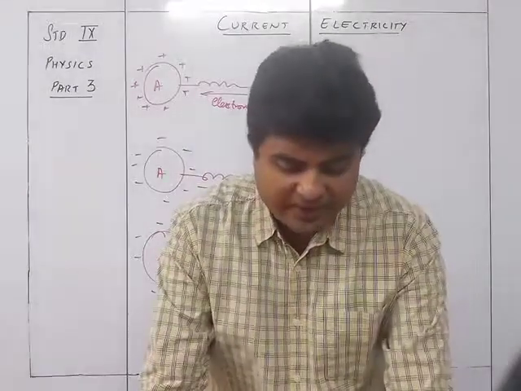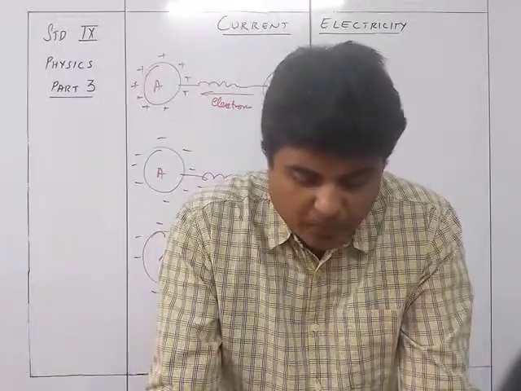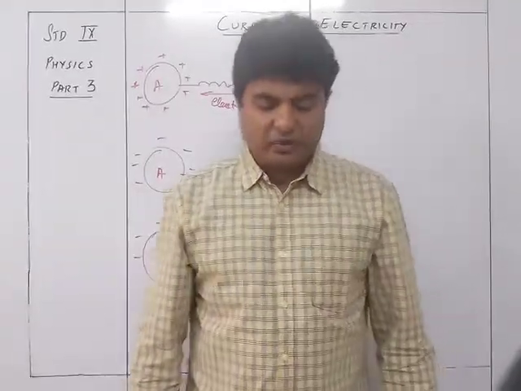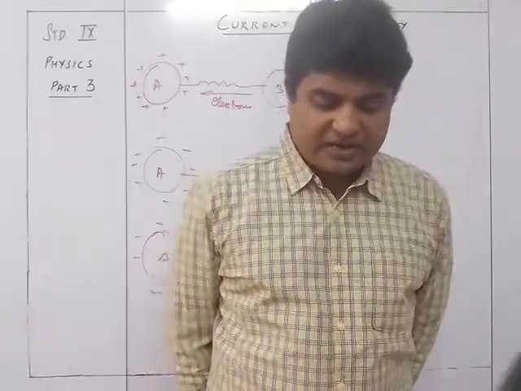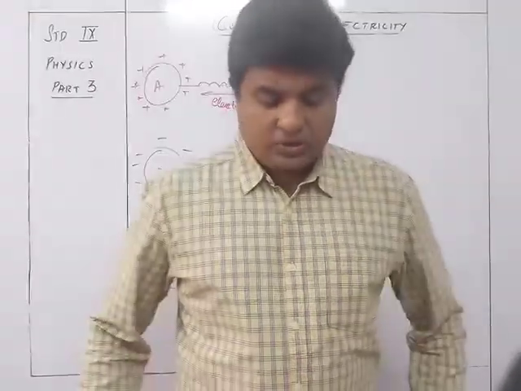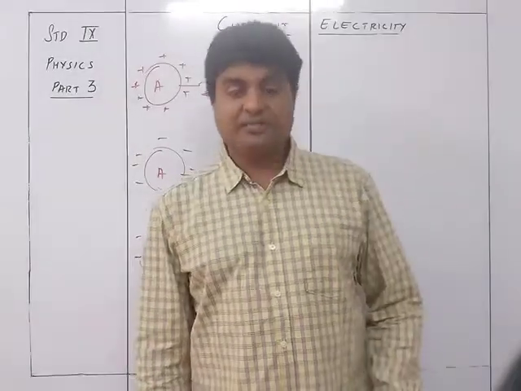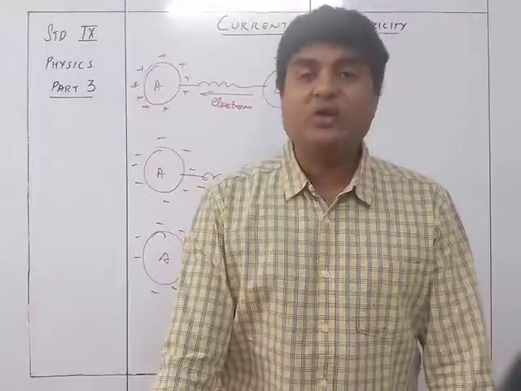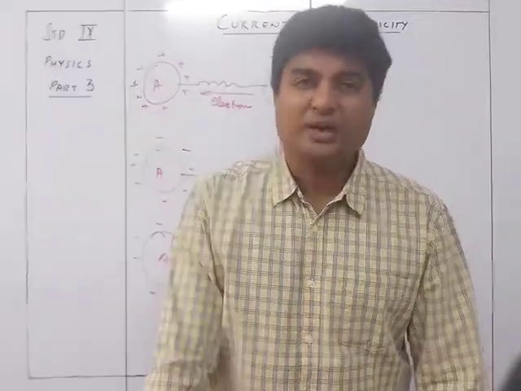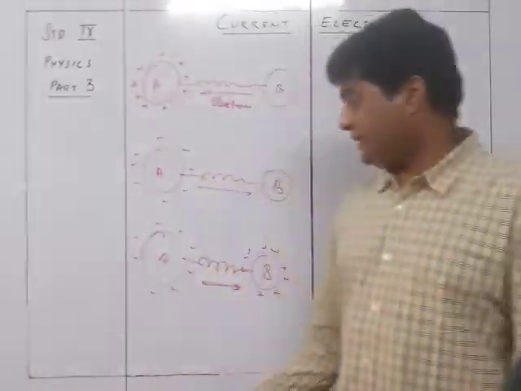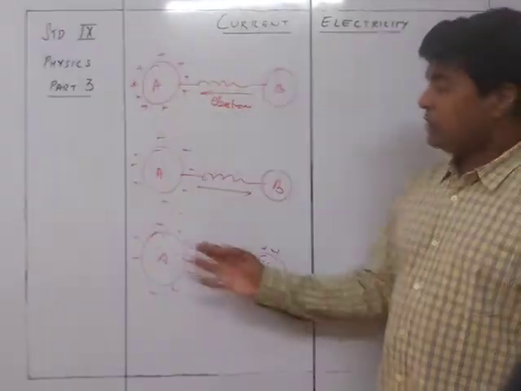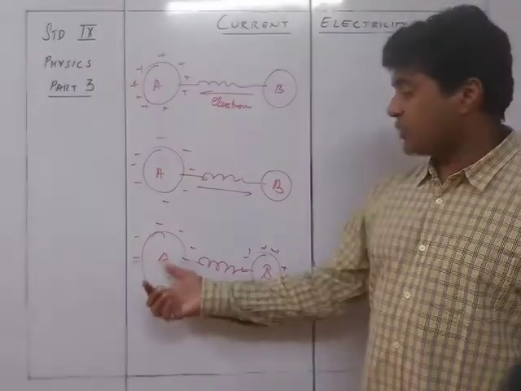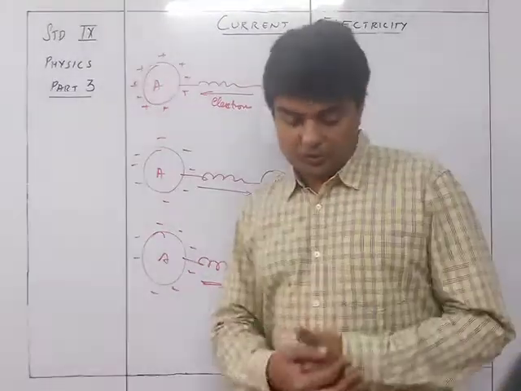In the third figure, figure 9.20, two uncharged conductors A and B are joined by a metal wire. The conductor A is negatively charged while the conductor B is positively charged. Electrons flow from the negatively charged conductor A, which has excess of electrons, to the positively charged conductor B, which has deficit of electrons. This flow of electrons continues till there is equal concentration of electrons in both the conductors. So again the same thing: electrons over here are more, electrons over here are less. So electrons from here move towards B, and it will keep on moving unless and until the number of electrons over here and number of electrons over here become equal.